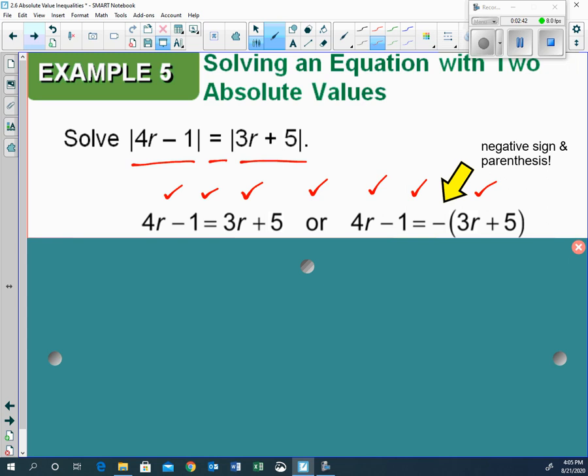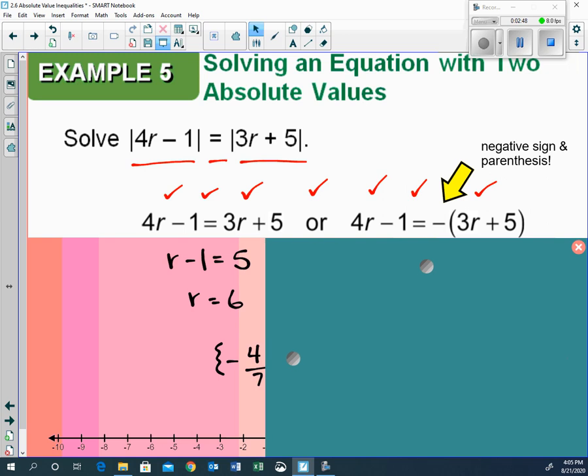All right, so now I've got the rest of it worked out for us here. So you're just going to solve. So here we would go ahead and solve that left side where we would subtract 3r from both sides, and then add 1. So we get r equals 6.